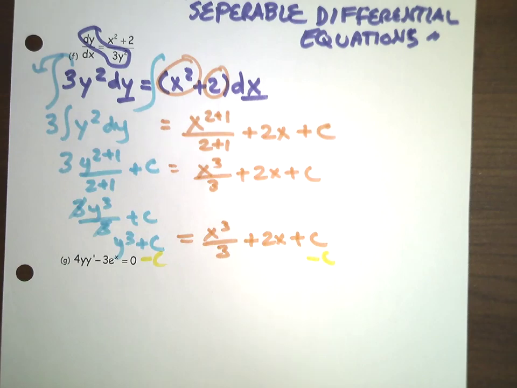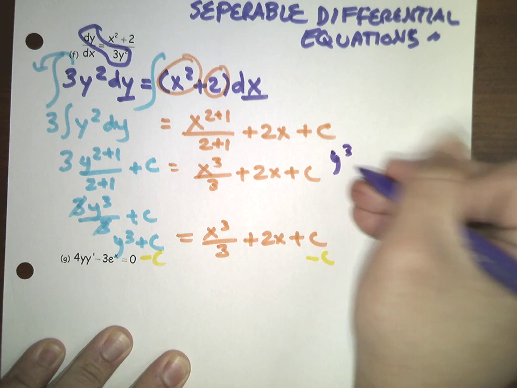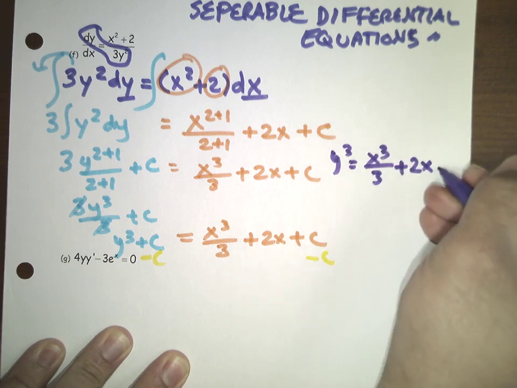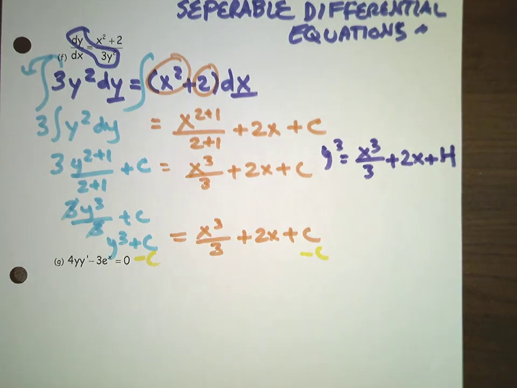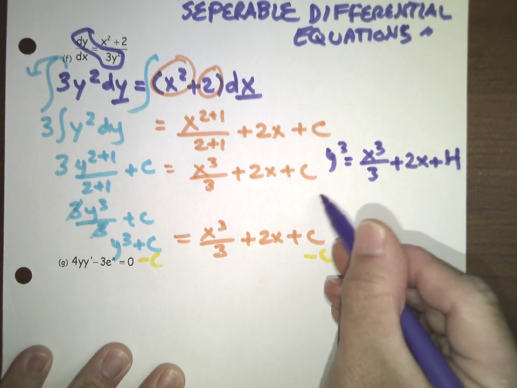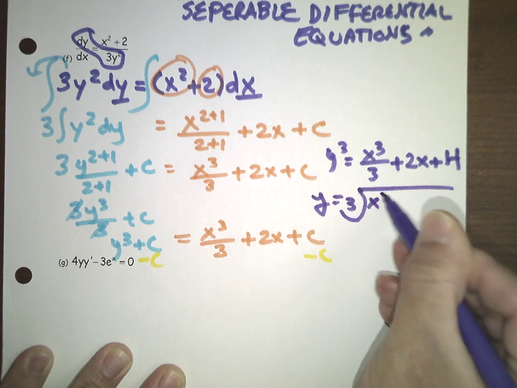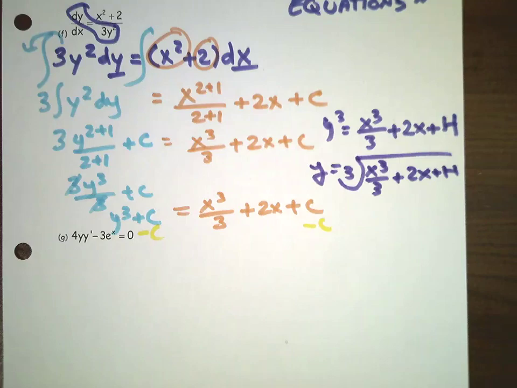So you really have over here y to the third is equal to x to the third over 3 plus 2x plus, and let's just make the new constant h for Howard. All right, and then you really need to just go ahead and solve for y now. So you can solve for y by taking the cube root on each side. So y is the cube root of x to the third over 3 plus 2x plus that constant. So there you go.